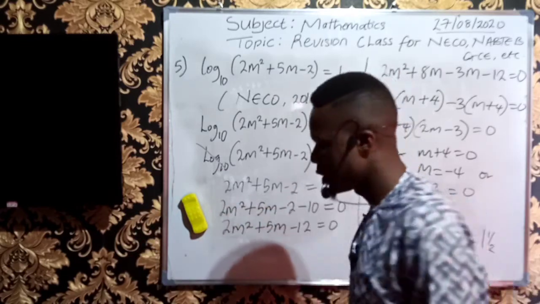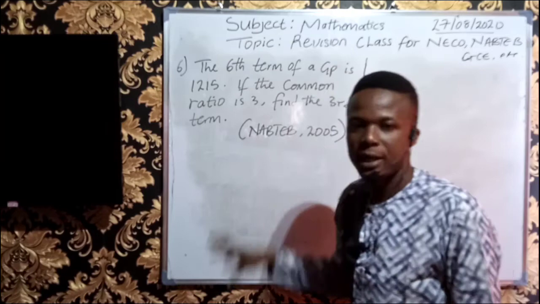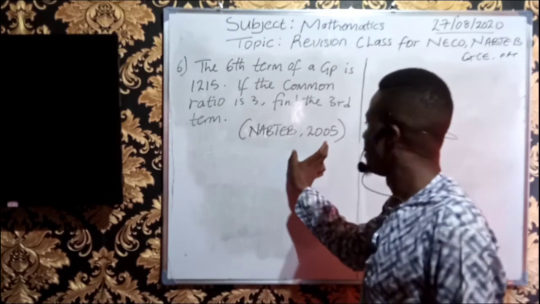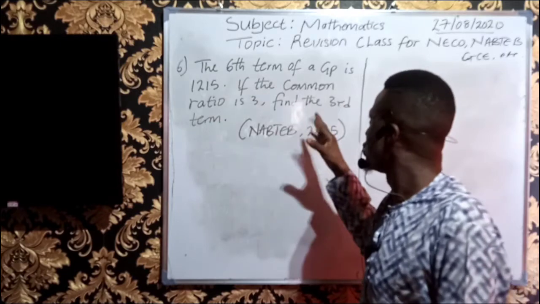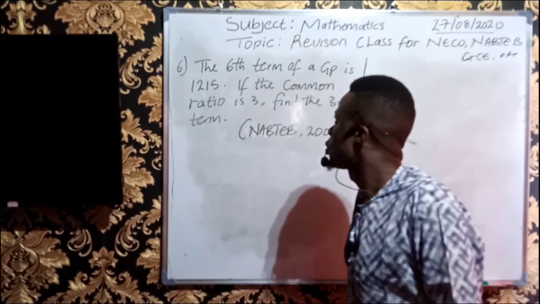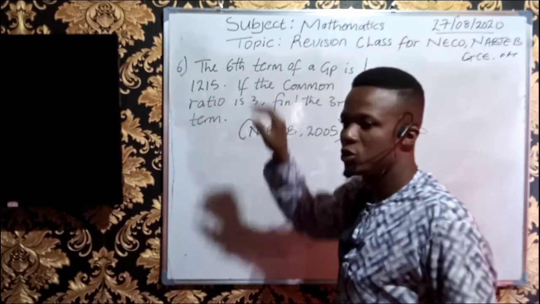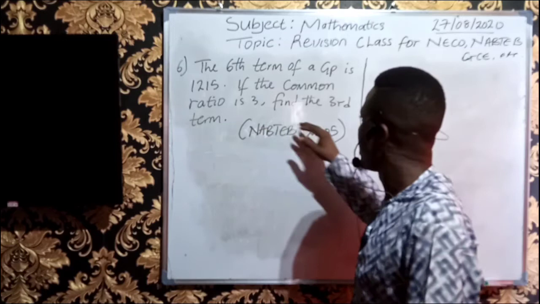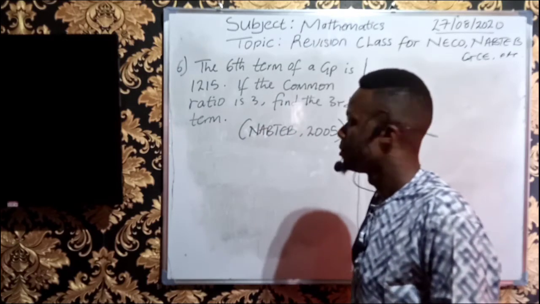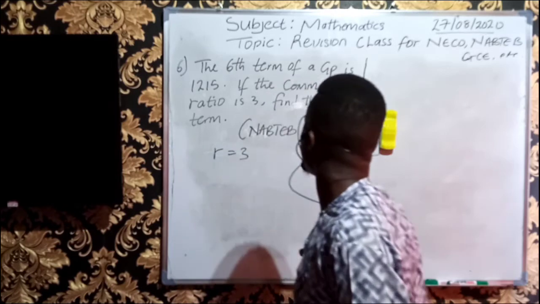Okay, so let's take another question in sequences now. The next question we have here came out in NABTEB 2005, and it is under sequence, the GP, geometric progression. We are told that the sixth term of a GP is 1215. If the common ratio is 3, find the third term. So common ratio r is 3 according to the question.